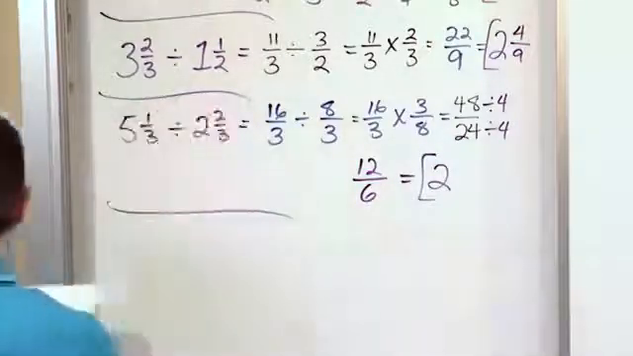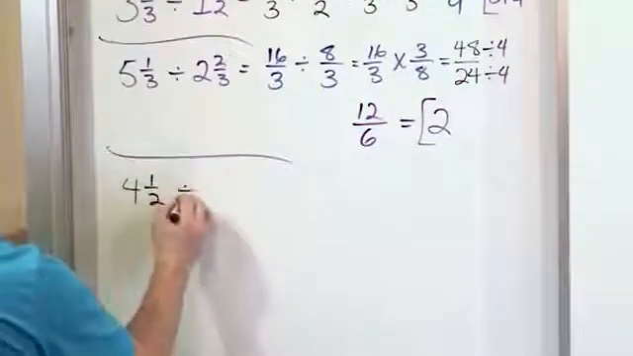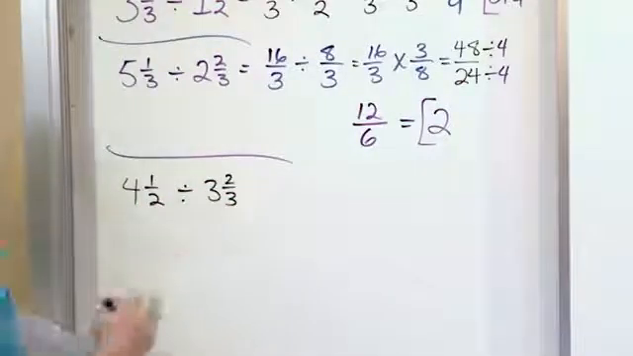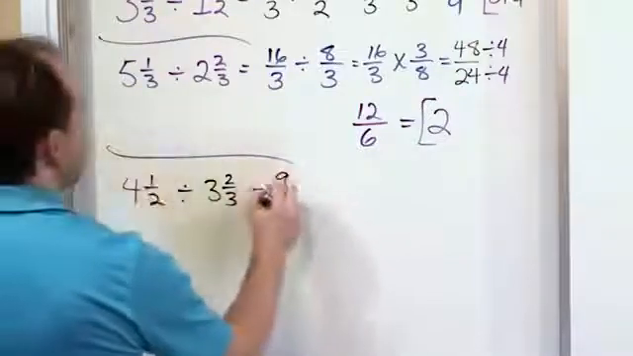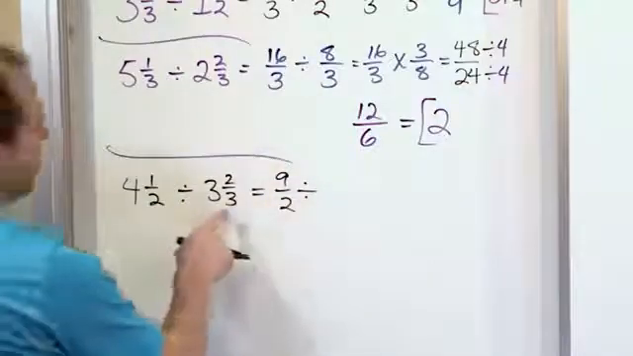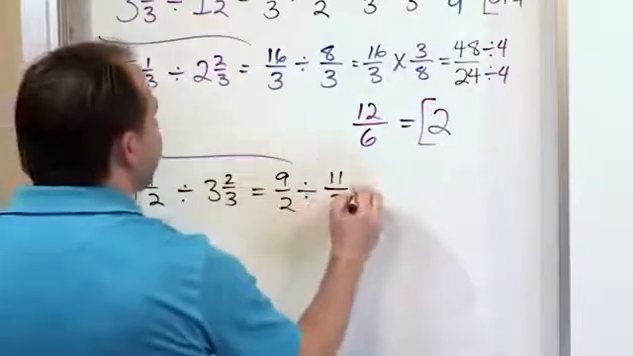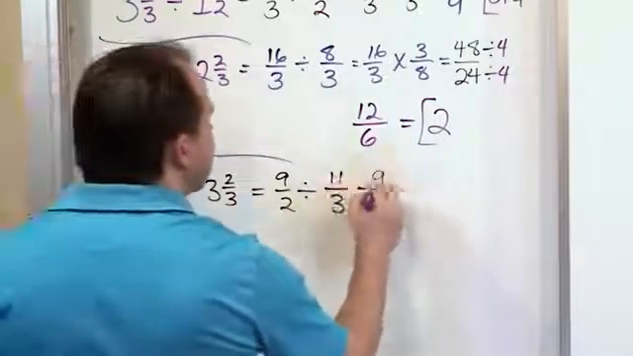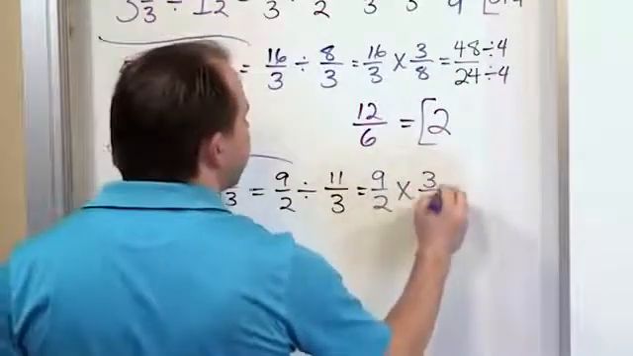Okay, so what if we have 4 1/2 divided by 3 2/3? 4 1/2 divided by 3 2/3. So we convert. 2 times 4 is 8, plus 1 is 9, and we write it over 2. This, let's leave it the same for the time being. And here, 3 times 3 is 9, plus 2 is 11, and we write it over 3. All right, so now we have division of fractions. We change it to multiplication, 9/2. Change this to multiplication. We flip this over, 3/11.